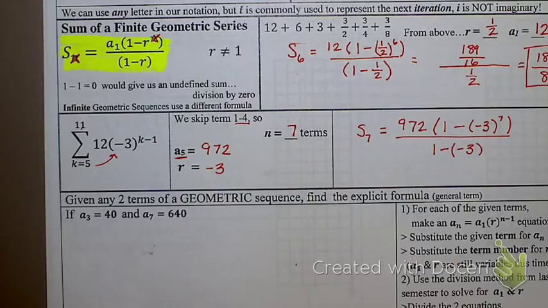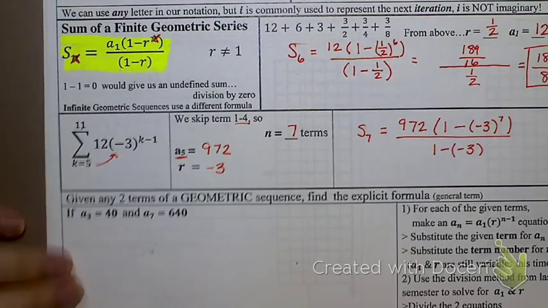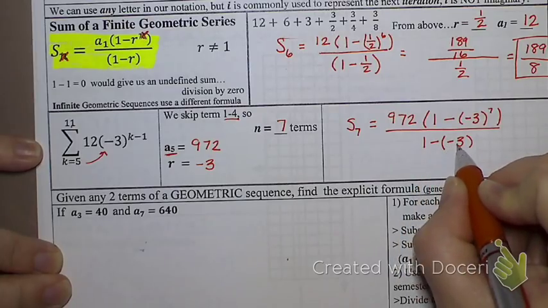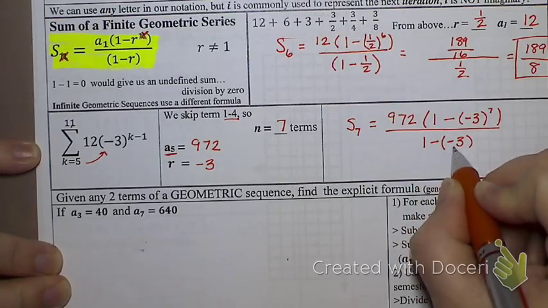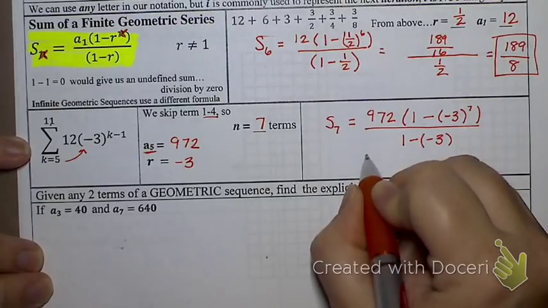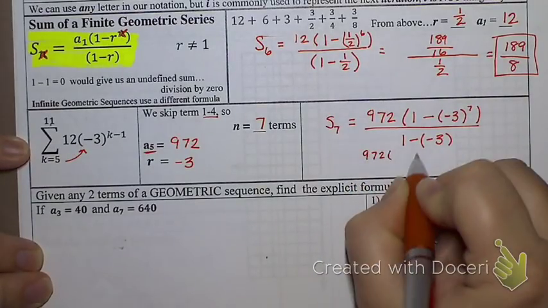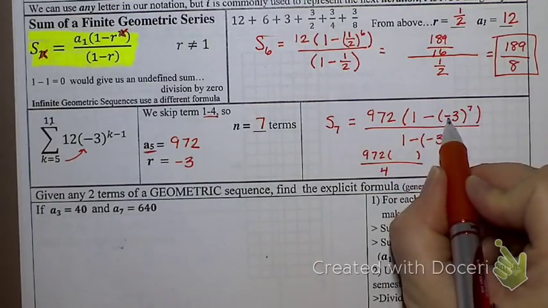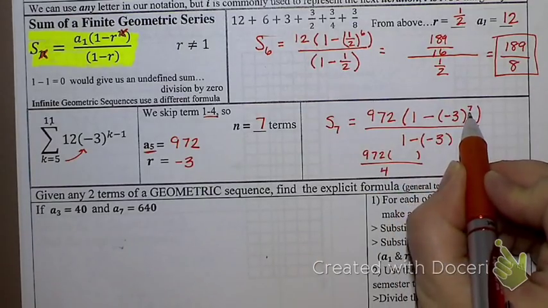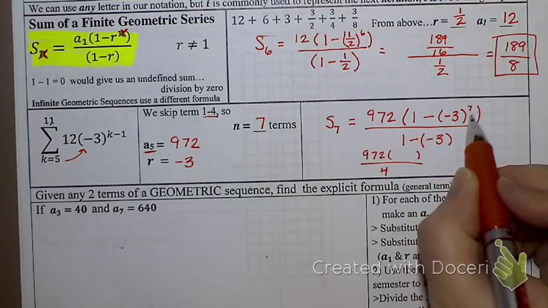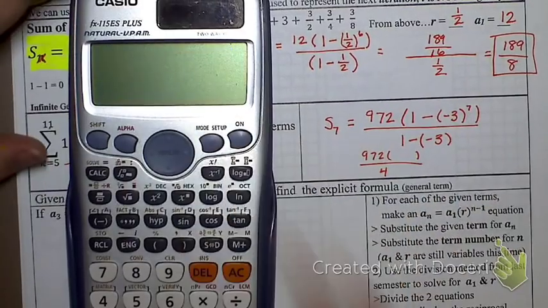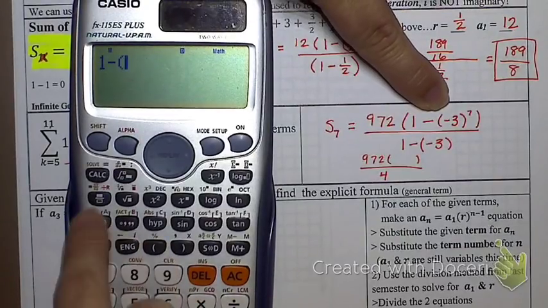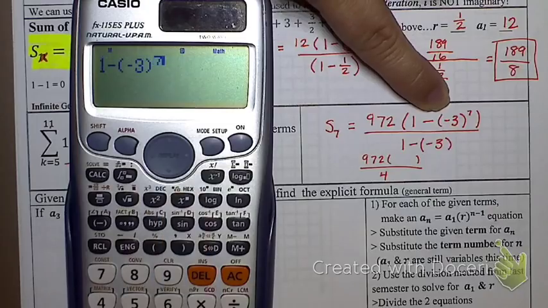Now, I have a question. Well, let's see. The denominator is going to become what? 4, right? 1 minus a negative 3 is going to become 4. So I really have 972 times something over 4. Do I change this to a plus 3 before I raise it to the 7th? No. In fact, I can actually type it into my calculator just like that. 1 minus negative 3 to the 7th. What does that give me?